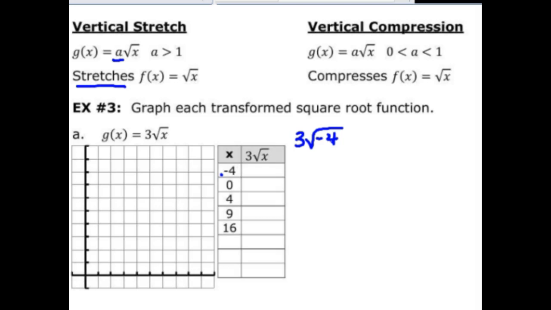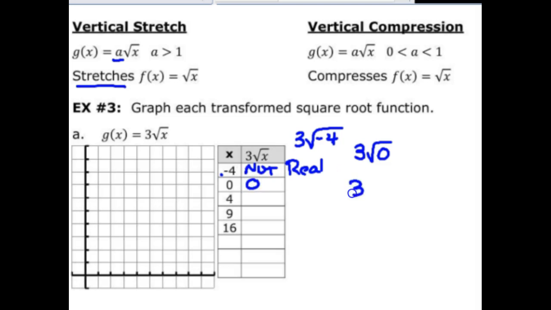That's going to have an i in it. If you do it with your calculator, it's probably going to say error. And what that means is this is not real. It's not going on my graph paper, so I really don't care what it is. The next one is 3 times the square root of 0. Square root of 0 is 0. 0 times 3 is still 0.